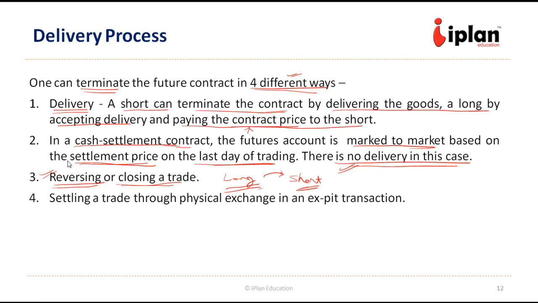And the fourth mechanism to terminate a futures contract will be settling a trade through physical exchange in an ex-pit transaction. So this is an off-the-exchange transaction where the exchange is not involved. So one long has found another short position, and those traders are doing certain exchange of physical goods and settling the trade accordingly. So this will be off the exchange.